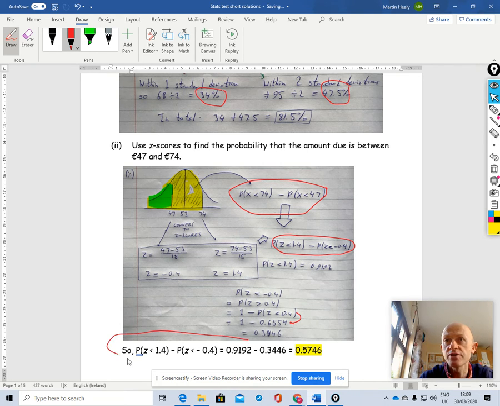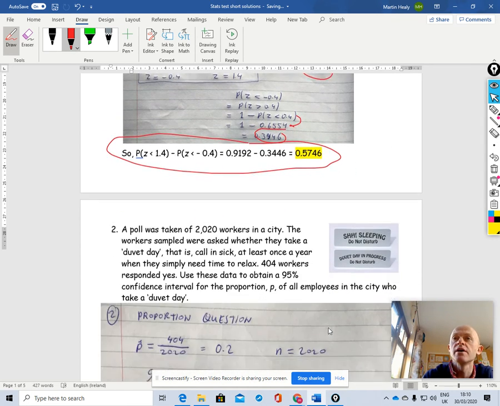And then the final answer is this line here. So we take away these two answers here, and we're left with our answer of 0.5746. So that's the answer as 57.46%.